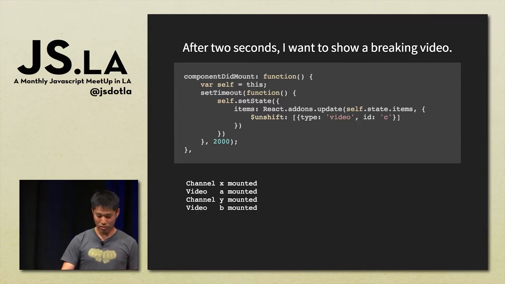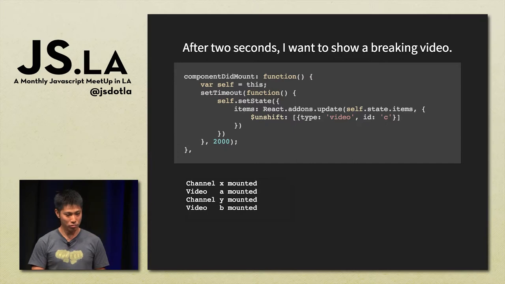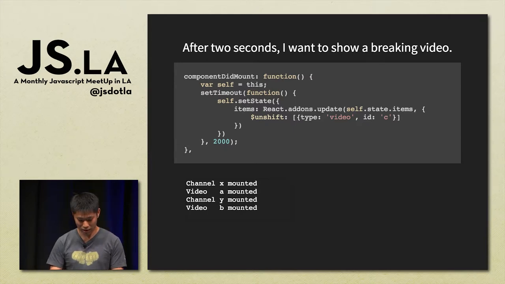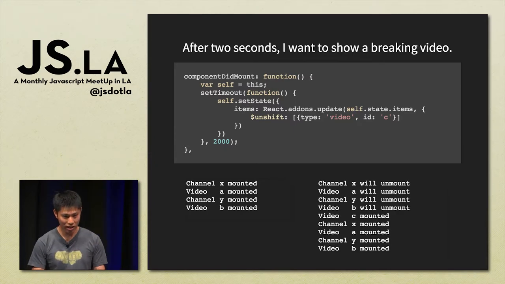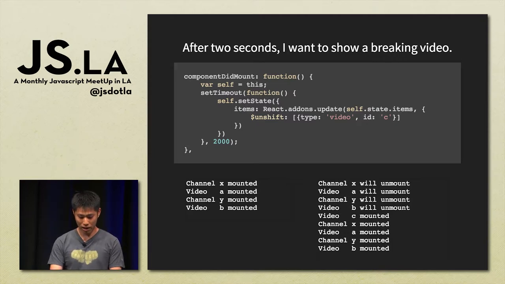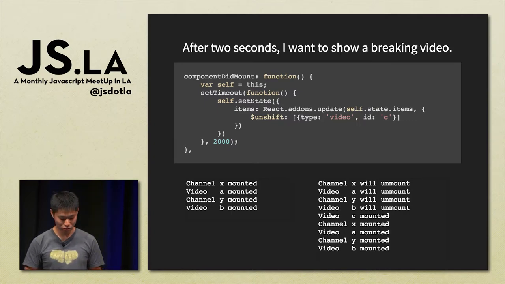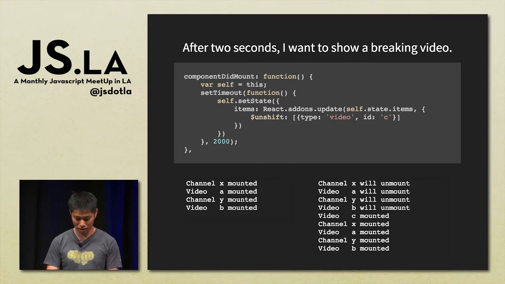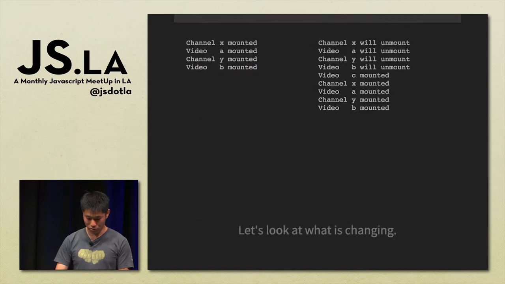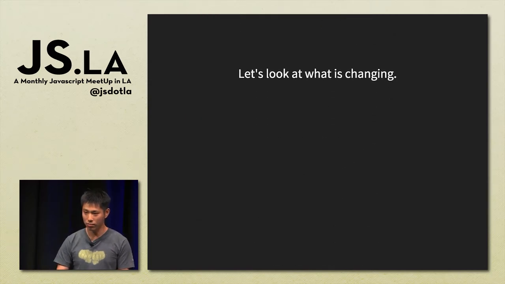This is the result on the first render that we did before. But then on the second render, it's going crazy. It will unmount all the previous nodes for you, and then insert the one you just updated, and then mount the old ones again. This is not what we want. We just want to add a video in front of it. Why is it doing all this unmount and create and mount again? So let's take a look at what's changing here.